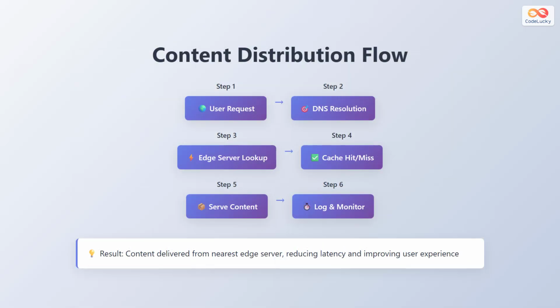The complete content distribution flow involves 6 key steps. First, a user makes a request for content. Second, DNS resolution determines which CDN edge server should handle the request. Third, the system looks up the content on the edge server. Fourth, it checks for a cache hit or cache miss. Fifth, if content is cached, it's served immediately from the edge server. If not, it's fetched from the origin. Finally, the request is logged and monitored for performance analytics. The result is content delivered from the nearest edge server, significantly reducing latency and improving user experience.